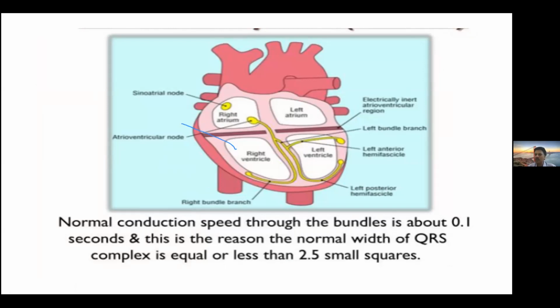So the QRS should be, most of the time, less than 2 small squares. Already I told you, the P wave is also nearly less than 2 small squares, and QRS is also less than 2 small squares. This is because the conduction system is conducting so fast that from the bundle of His up to the Purkinje fibers it takes only 0.1 second, so the conduction happens very fast.